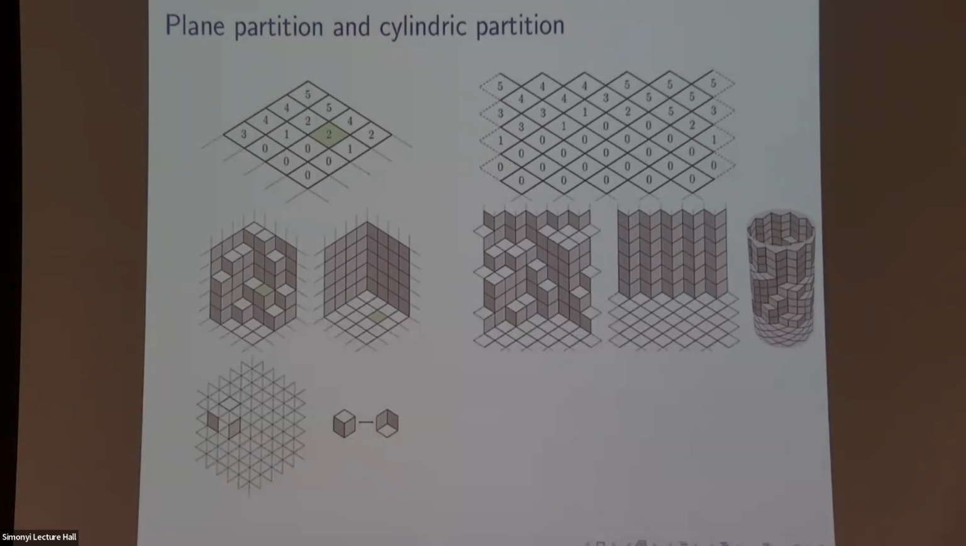However, such Lozenge tilings with these boundary conditions are not in bijection with cylindric partitions. They are almost in bijection. We're going to discuss it. But I want to emphasize that if for plane partitions it was a bijection, then here it's not really a bijection. We need to modify it a little bit.